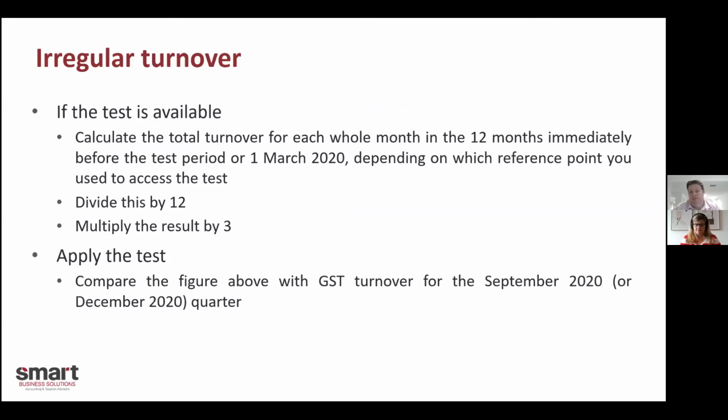If the test is available, so you've calculated it and you do have an example of irregular turnover, then you calculate the total turnover for each whole month in the 12 months immediately before the test period, or 1 March 2020, depending on which one you use to qualify. And then once you do, you calculate the turnover for that whole 12 months, divided by 12 to get your monthly average, and then you multiply it by 3 to get a quarterly result. And that is the figure that you use to compare to either the September or December quarter as your relevant test period.